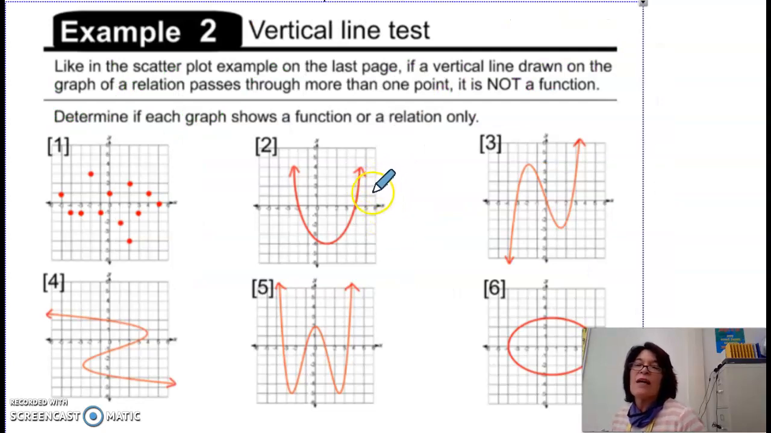So like I said, the vertical line test is used if a vertical line drawn on the graph of a relation passes through more than one point. Hey, it's not a function. So look at this for a minute and see what you think. You are welcome to pause me and see what happens here.